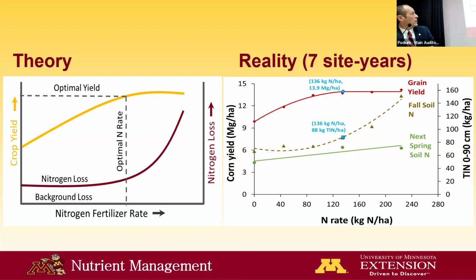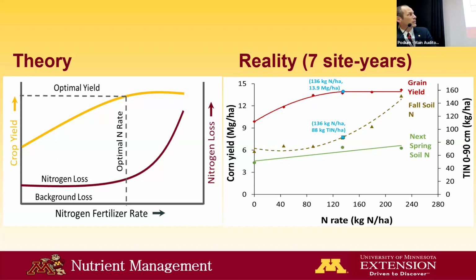So when we look at nitrogen rate, the theory will say that we increase corn yield to a certain point as we add nitrogen, and then it plateaus. And then in terms of nitrogen loss, we see fairly flat loss of nitrogen to about that optimum, and then it really starts to skyrocket. Luckily, when we look at it in practice, we actually see something that follows pretty closely.